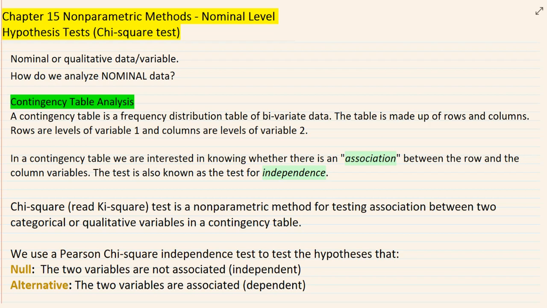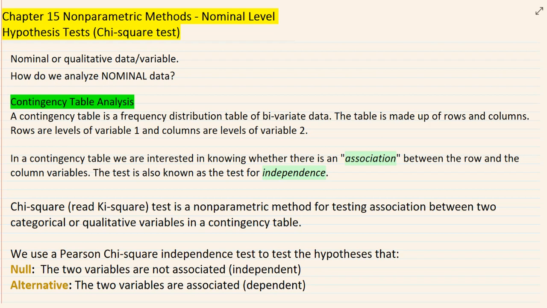In chapter 15, we're going to take a look at a non-parametric method for analyzing nominal level of measurement. If you recall, a nominal level of measurement is one where the measured outcomes are labels and there are no numerical values to them. So these are often called qualitative or categorical variables. We haven't really analyzed any categorical variables. This is the first time we're doing it.